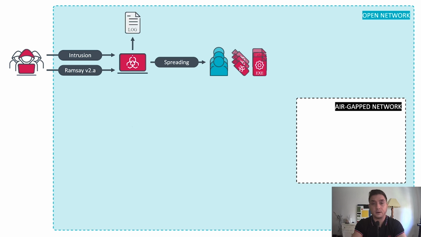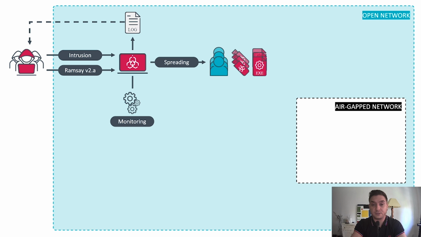Another interesting thing that Ramsay version 2.8 does is that it contains a very exhaustive logging system, which it records to a series of log files. And these log files might at some point be retrieved by operators. The main incentive of these log files is that they record the state of the proliferation of Ramsay.